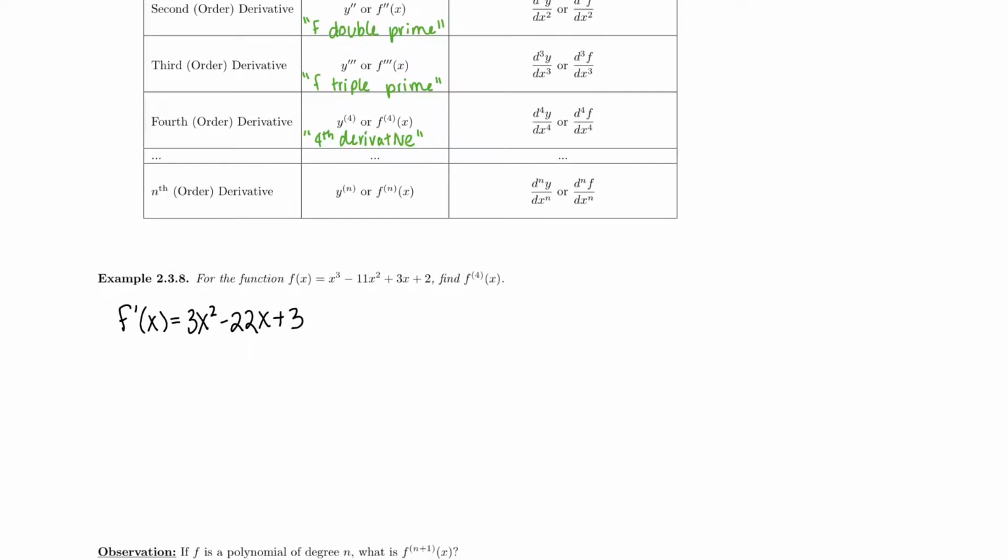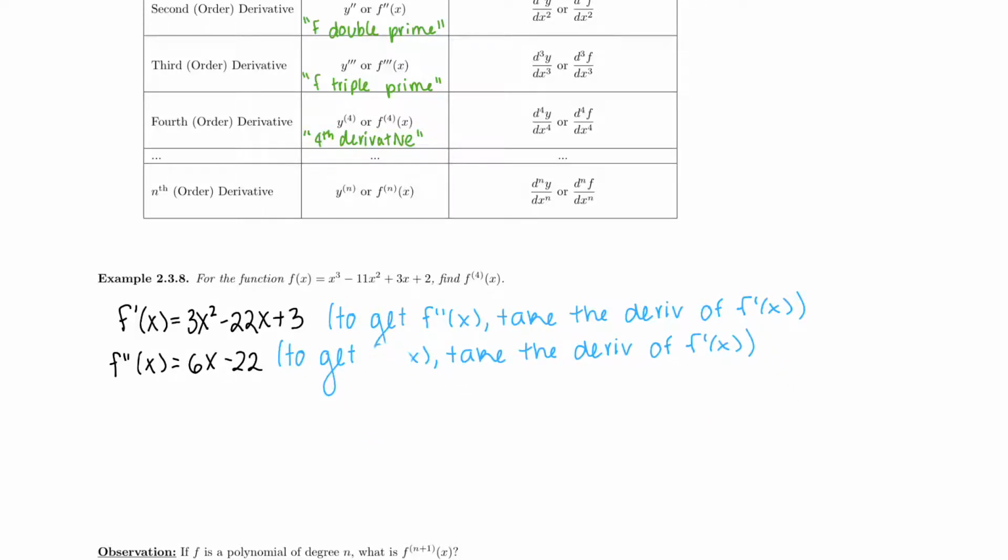To get f double prime, we take the derivative of f prime. So f double prime of x would be 6x minus 22. To get f triple prime, you take the derivative of f double prime. So I start with f double prime and I take its derivative, which would just be 6.